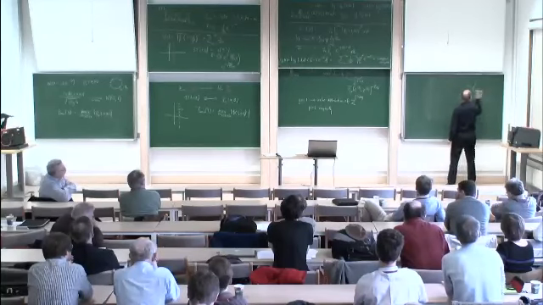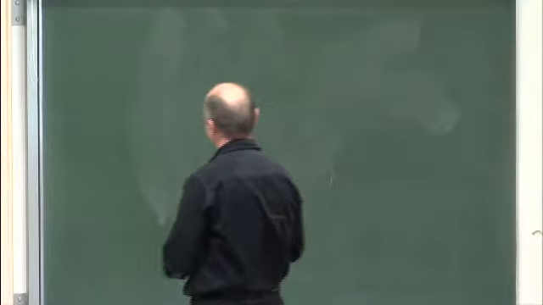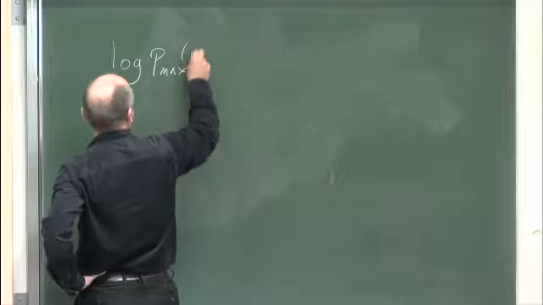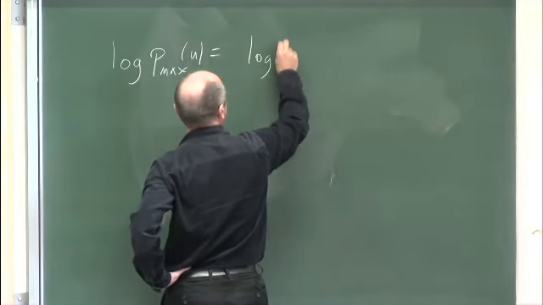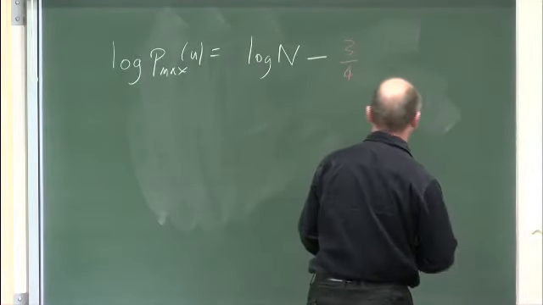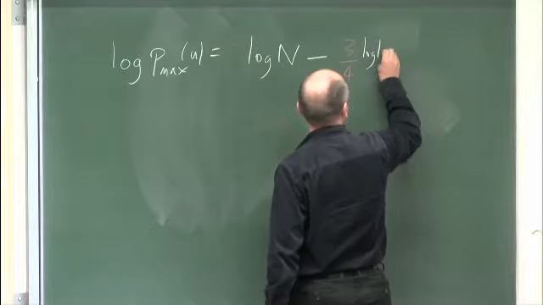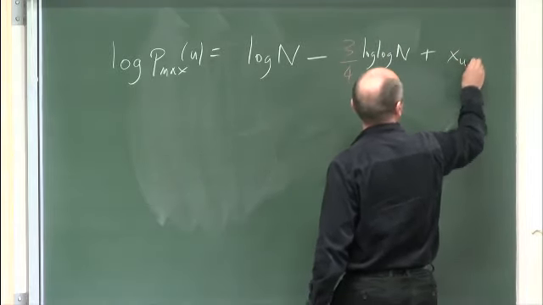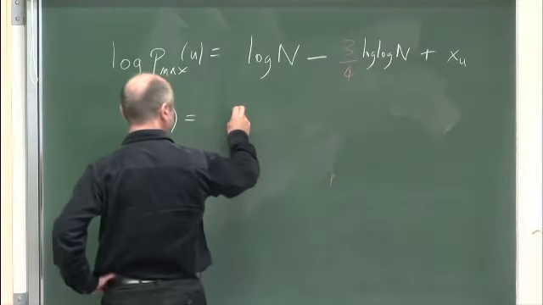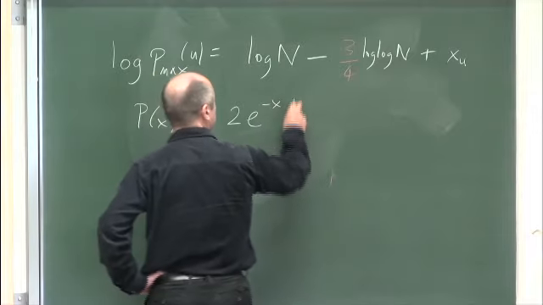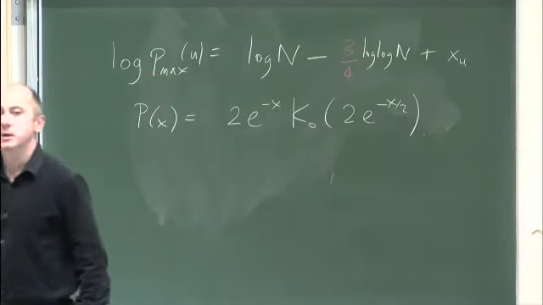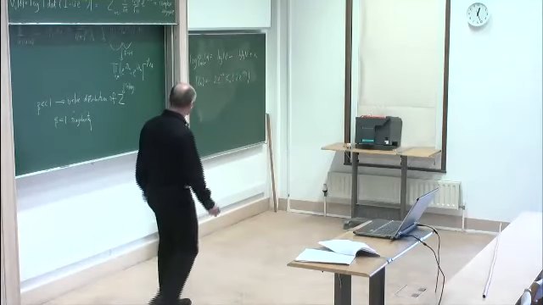And the form it takes will be familiar from the talk we heard yesterday. So log p max of u is like log n minus 3/4 log n plus a random variable of order 1, and the probability distribution of this random variable is like 2 K_0(2 e^{-x/2}) e^{-x/2}. So we have an explicit formula for the fluctuations around the typical size of the maximum.